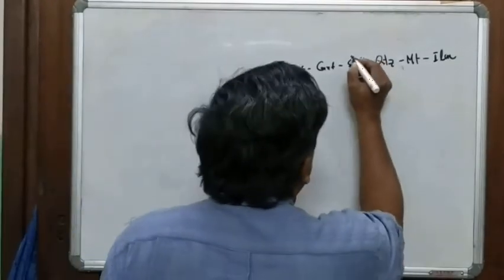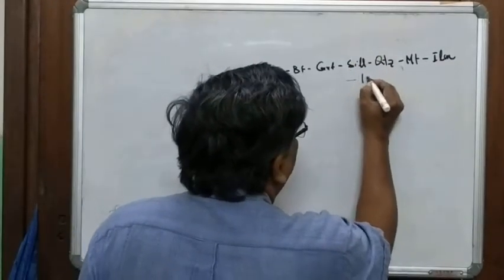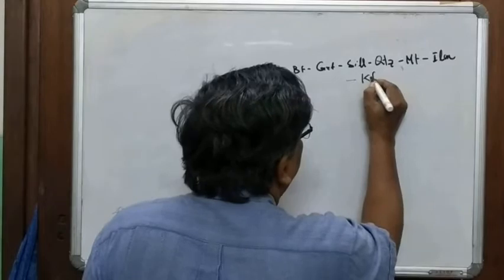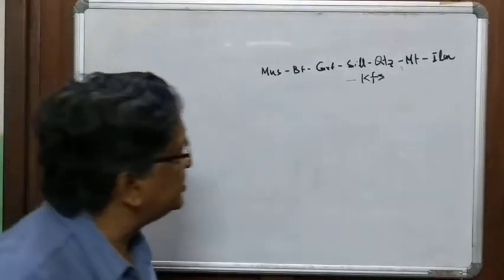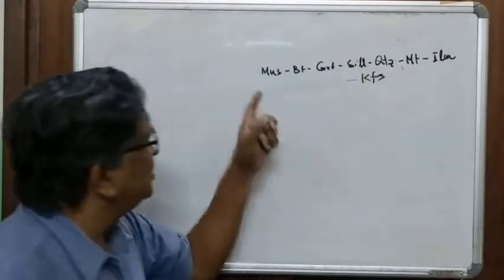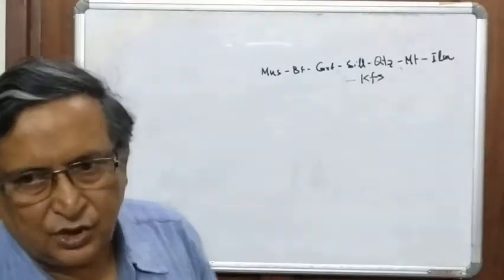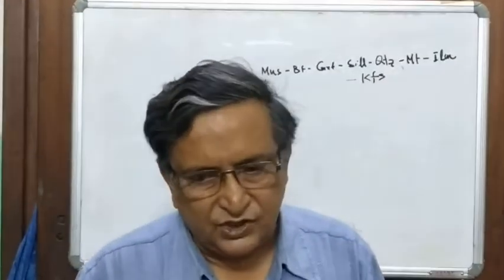Okay, I think we can do this. We can write K feldspar, for example, just to make things simple for us. So we have this assemblage. So you still have muscovite.